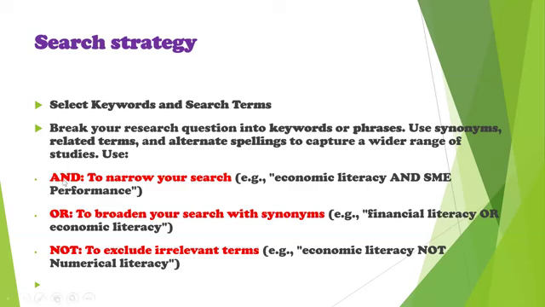For example, sometimes you can use "and" to narrow your search. Let's assume you want to look at the impact of economic literacy on SME performance, you can type it like this and search on the Scopus database. And if you want to broaden your search, you can say financial literacy or economic literacy. And if you want to exclude irrelevant papers, you can also say economic literacy, not numerical literacy. So this search strategy we have to understand.